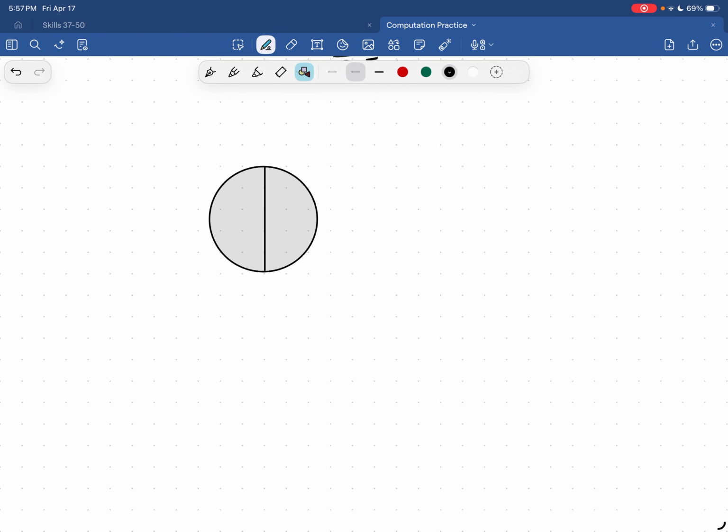Let's cut it in half this way, and let's cut it in half this way. Let's cut it in half this way. Oops, try again. I need that X to go right through the middle. We'll just have to pretend, sorry. All right, so the denominator for this pizza is what? How many parts are there? There are 8.